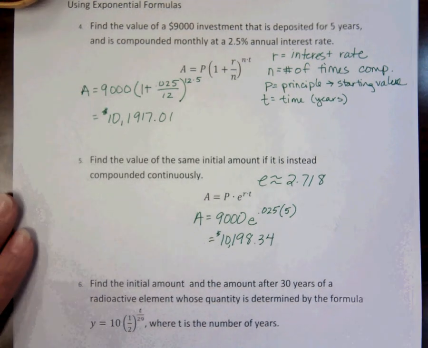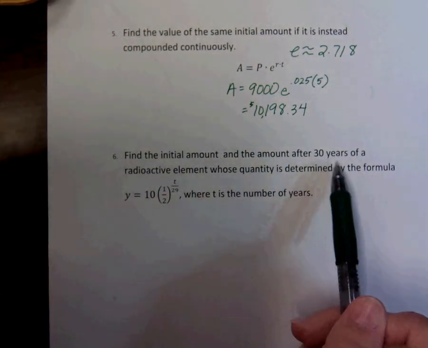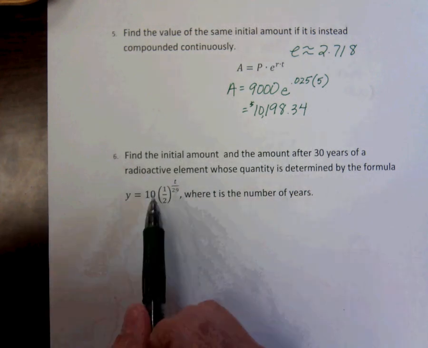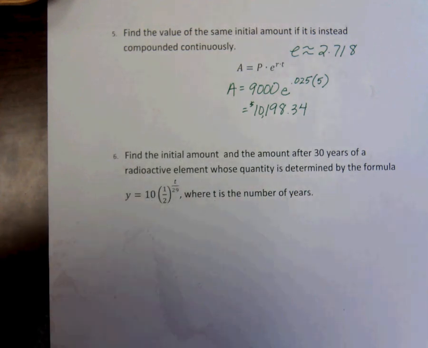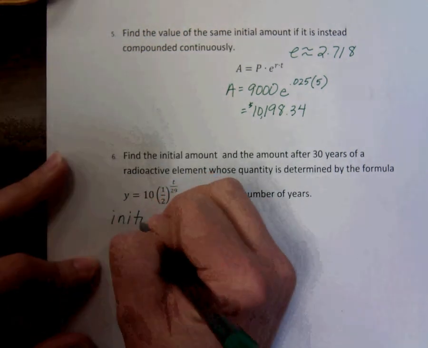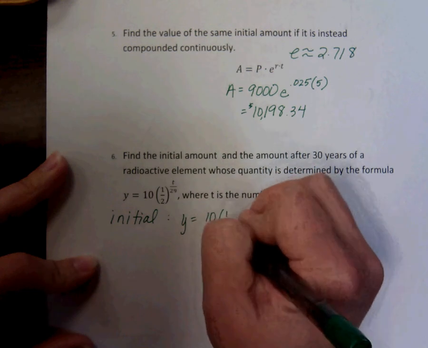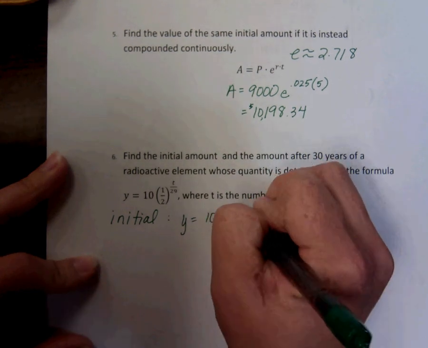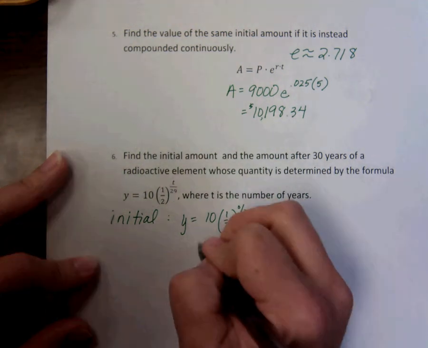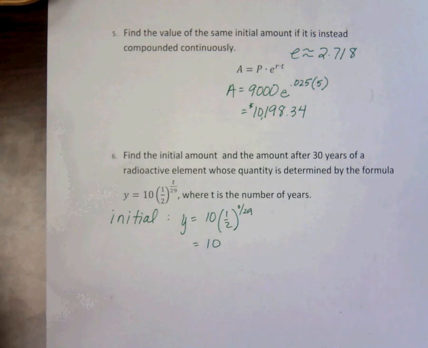The last problem asks you to find the initial amount and the amount after 30 years. If your radioactive element given by this formula, and T is the number of years. So here's your formula. An initial amount means no time has passed. So for your initial amount, you are saying y equals 10 times a half to the 0 divided by 29. 0 divided by 29 is 0. Anything to the 0 power is 1. So your initial amount is 10.